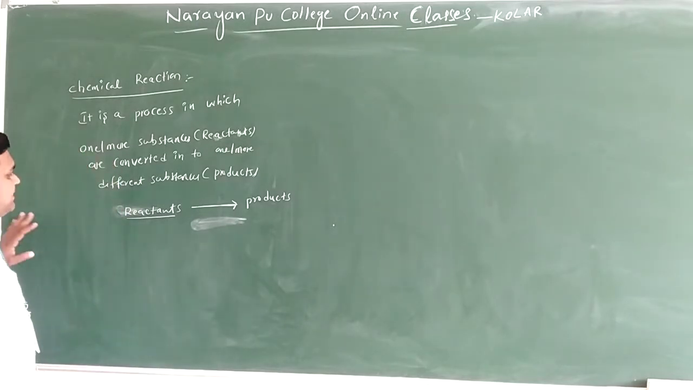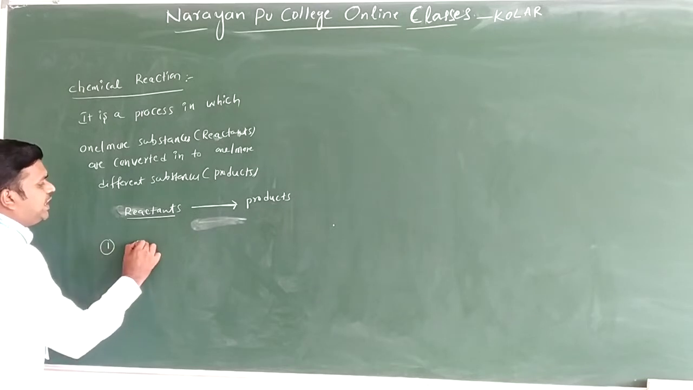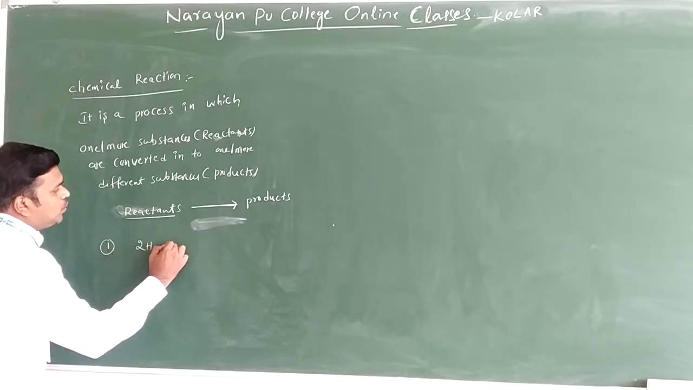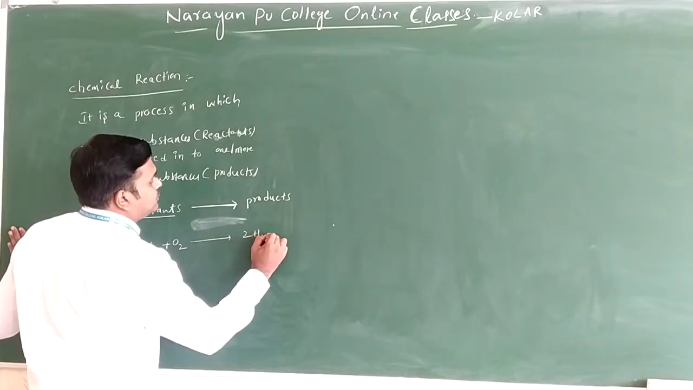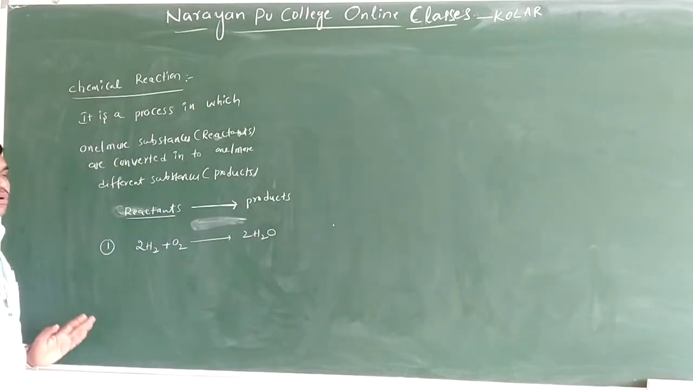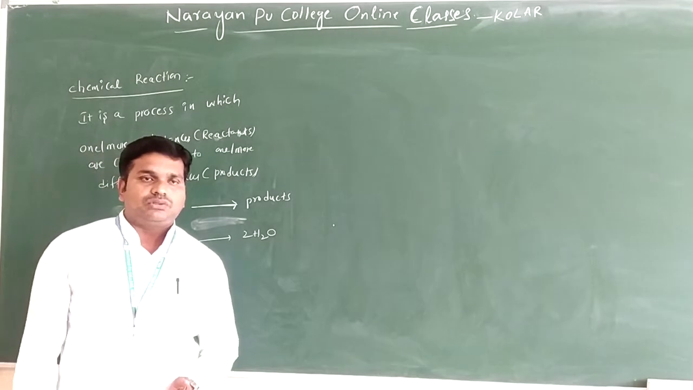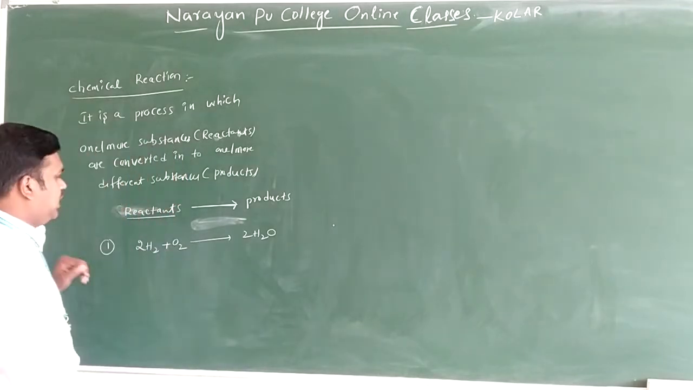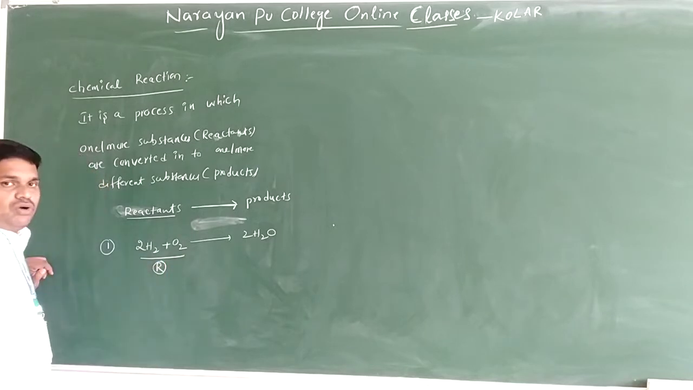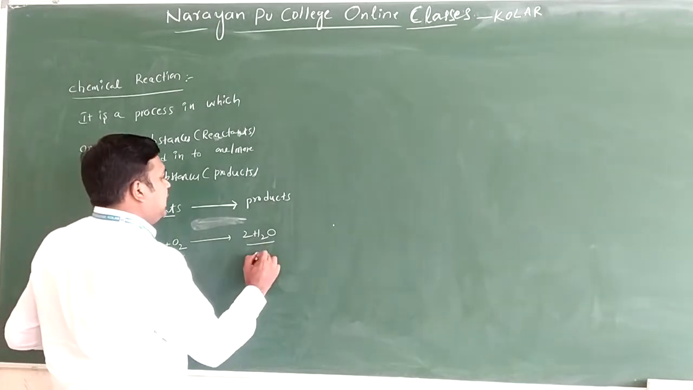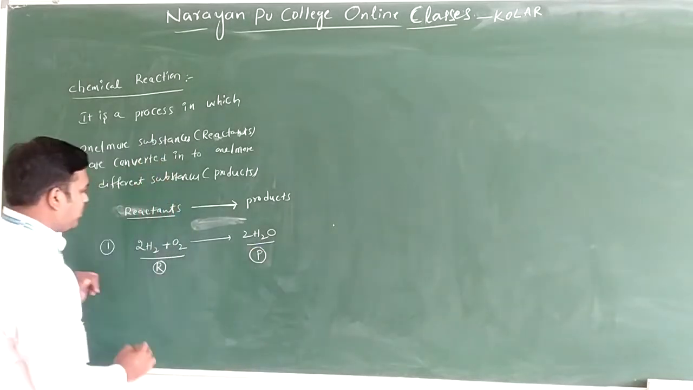Let us see one example of a chemical reaction. I am writing 2H2 + O2 gives rise to 2H2O. Clear? H2 and O2 combine to form water. Here H2 and O2 are the reactants and H2O is the product.